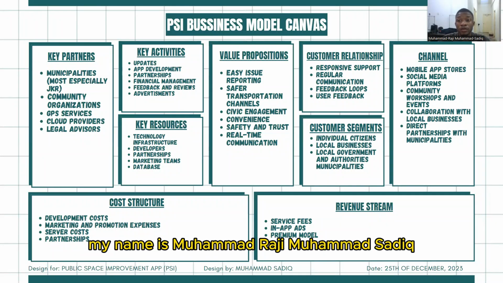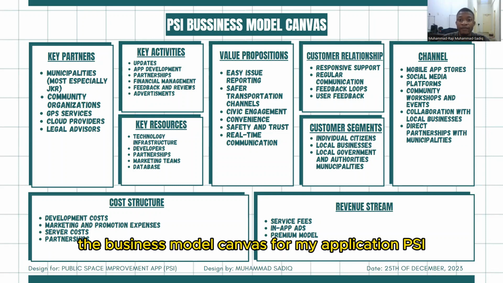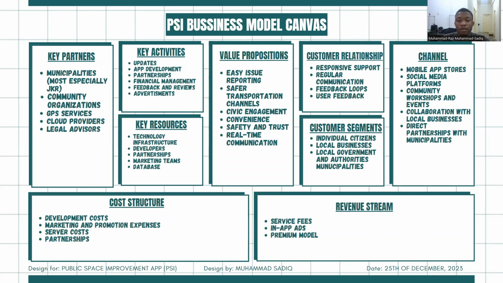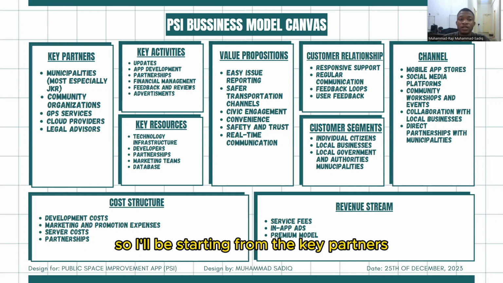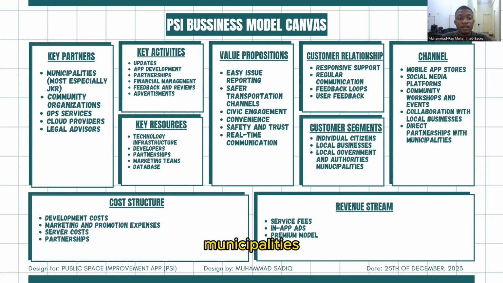My name is Muhammad Raji Muhammad Sadiq, and today I'll be talking about the business model canvas for my application PSI, Public Space Improvement. So I'll be starting from the key partners. So the key partners for this application will be municipalities, most especially JKR, Jabatan Kerja Raya Malaysia.